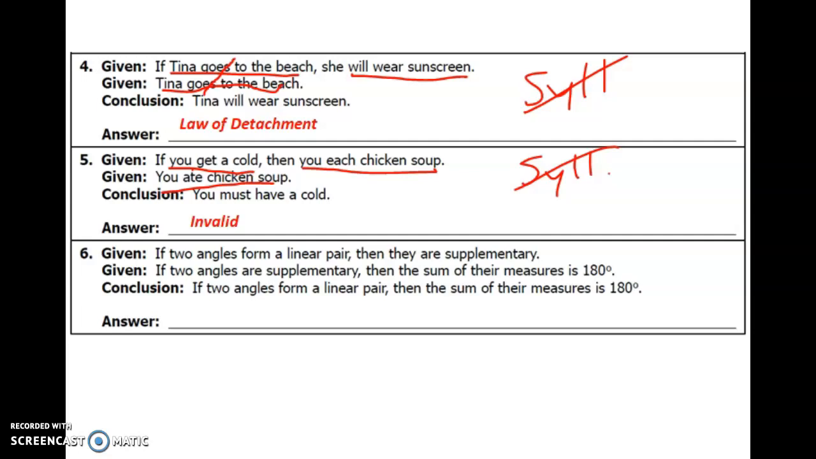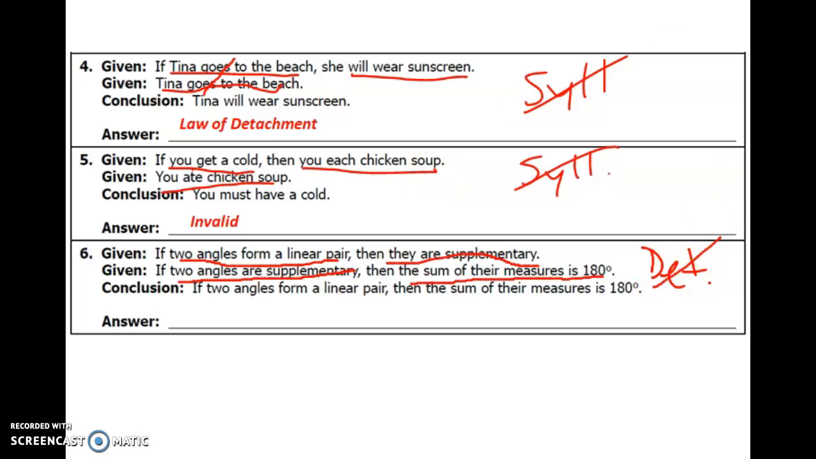And last one. If two angles form a linear pair, P, our hypothesis, then they are supplementary, Q. If two angles are supplementary, then the sum of their measures is 180 degrees. I have two if-then statements, so this is not detachment because I have two if-thens.